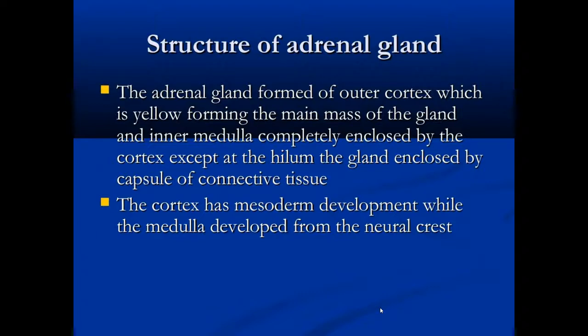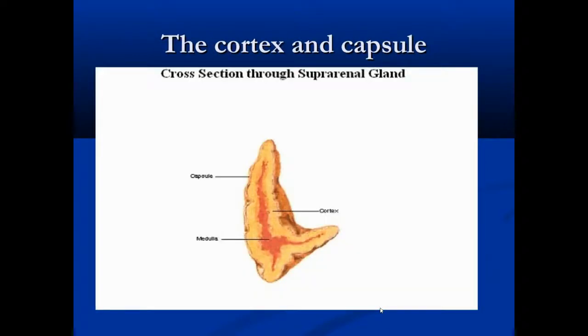The adrenal gland is formed of an outer cortex, which is yellow and forms the main mass of the gland, and an inner medulla completely enclosed by the cortex except at the hilum. The gland is enclosed by a capsule of connective tissue. The cortex develops from mesoderm, while the medulla develops from the neural crest. You can see the cross section of the suprarenal gland, where the cortex is the major portion and the medulla is in the middle.